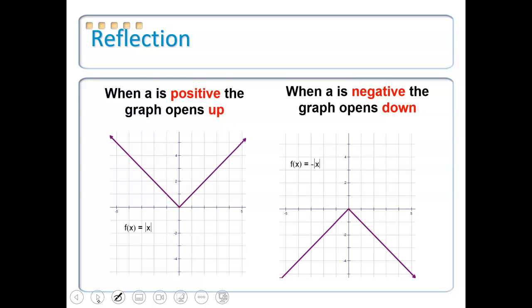When the a value is positive, your graph will open up. When the a value is negative, your graph will open down. So that negative a is that reflection across x. A negative inside the absolute value is a reflection across y. It is less easily visible inside an absolute value.